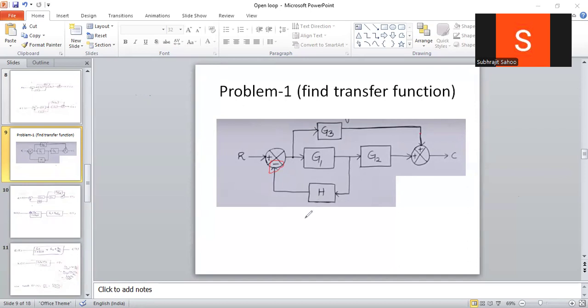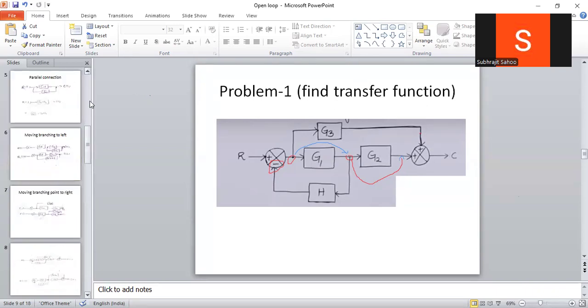H is negative feedback. In this case, here is one branching point, and here is another branching point. You can move this branching point to here, or you can move that branching point to here. Two options you have. If I move this branching point to here, then G1 and G2 become series. Already I have shown you the series connection.